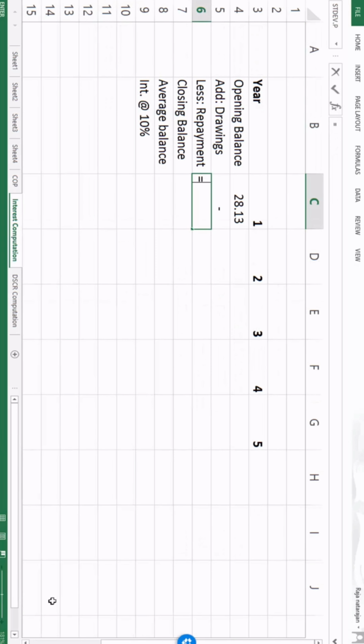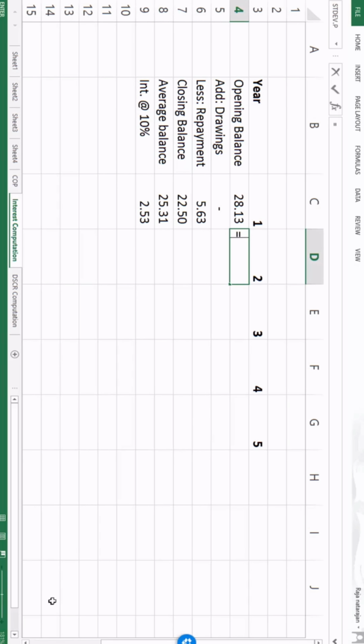So this 28.13 divided by 5, so 5.63 million should be paid, and closing balance is going to be 28.13 plus drawings, of course we don't have any drawings, minus repayment, so this is the closing balance 22.5. The average is simple: this 28.13 plus 22.5, that is opening balance plus closing balance, divided by 2, we get 25.31, and on this average balance let us apply 10% interest, and that works out to 2.53.